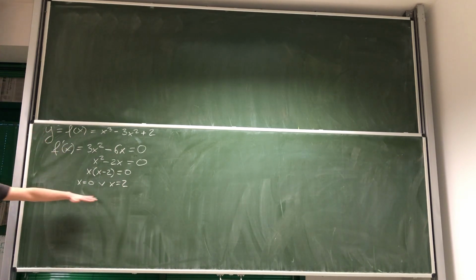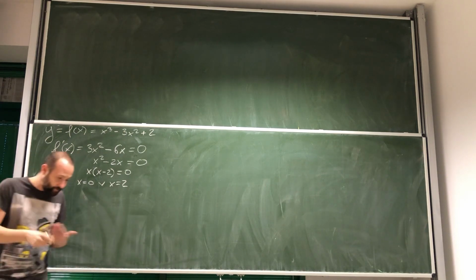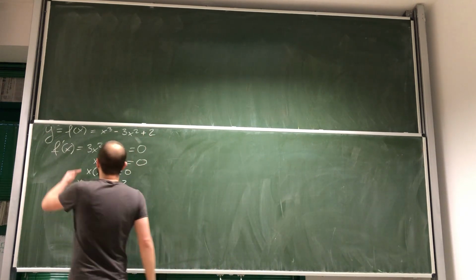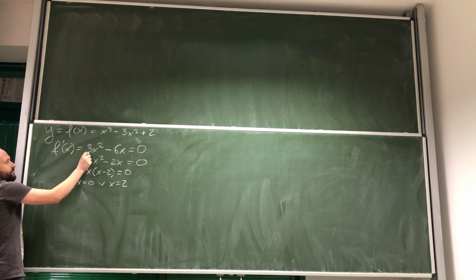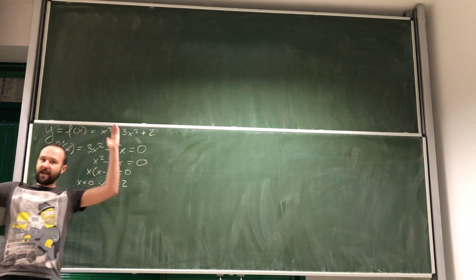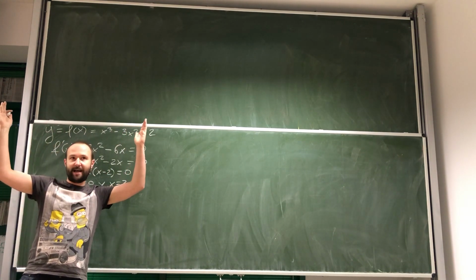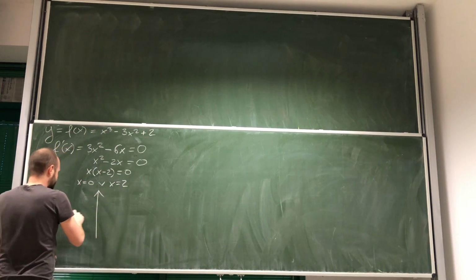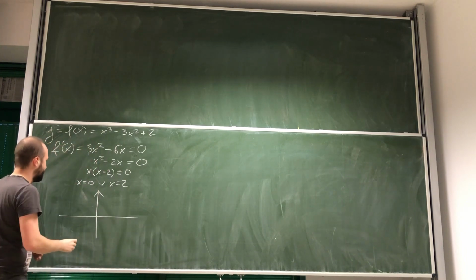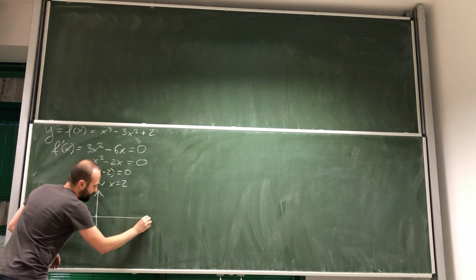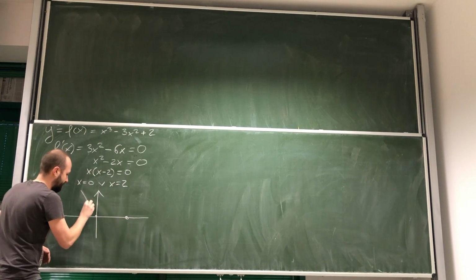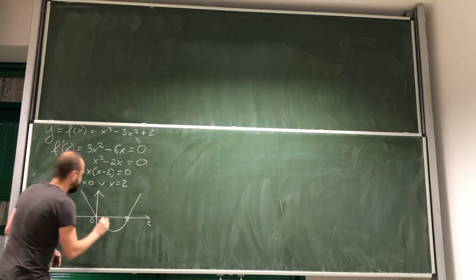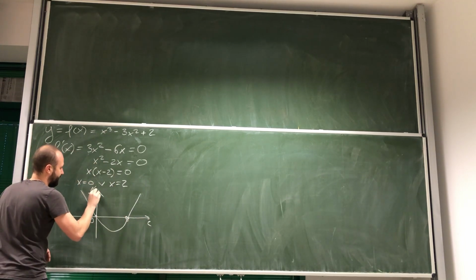Okay, so look, now I can make this additional graph, not of the function, but of the derivative. Look, I know that this is a parabola. Because it has a positive coefficient over here, it will have its ends up, and I can now draw the parabola. I know it goes through 0 and 2. Okay, and here we have f prime of x.